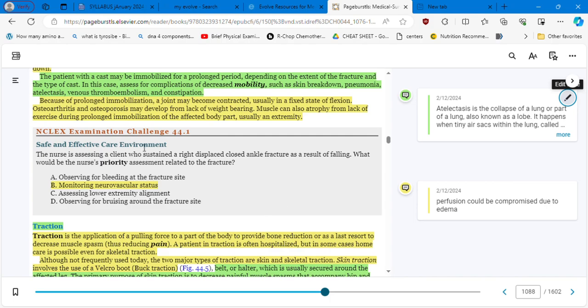NCLEX examination challenge. First question. The nurse is assessing a client who sustained a right displaced closed ankle fracture as a result of falling. What would be the nurse's priority assessment related to the fracture? And monitoring neurovascular status is the answer. You can find the right answers for the NCLEX examination challenge and the mastery questions in your electronic Evolve resources. Okay, so this is coming from that resource, student resources.